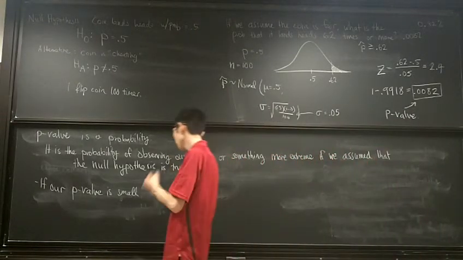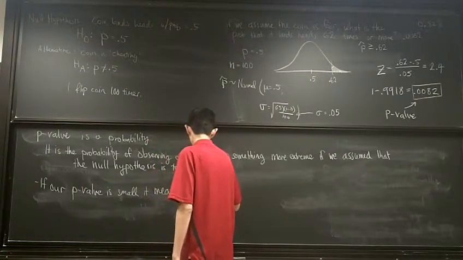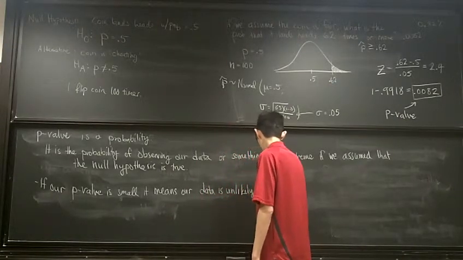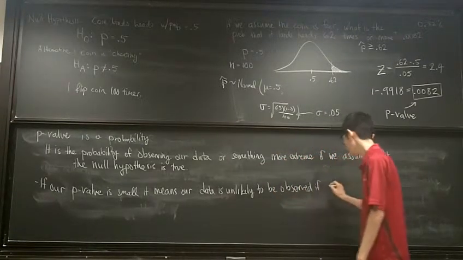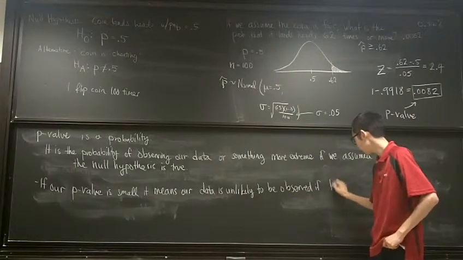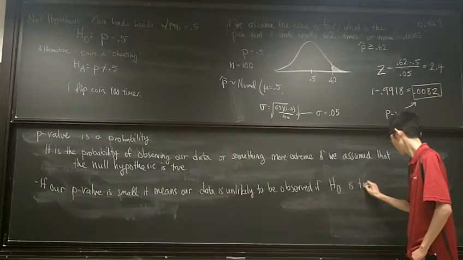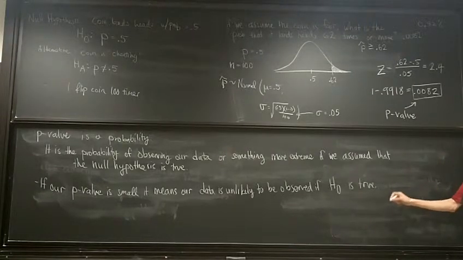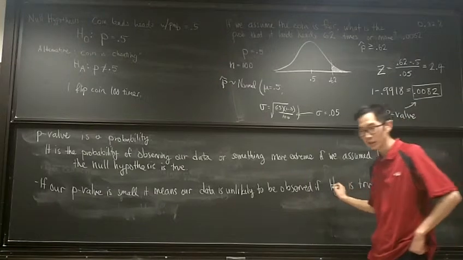If our p-value is small, it means our data is unlikely to be observed if the null hypothesis is true. Can I write H0 instead of null hypothesis? If H0 is true. Okay. But our data was observed. So what does that mean? It means we have evidence to believe that our H0 is false.